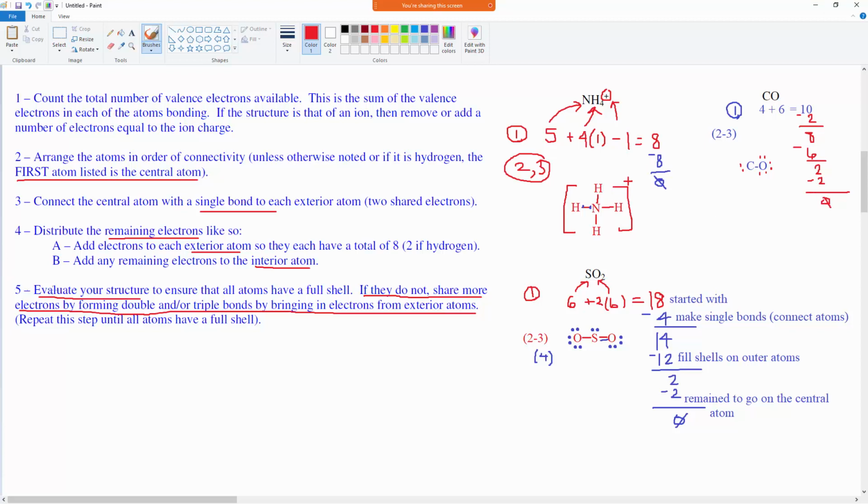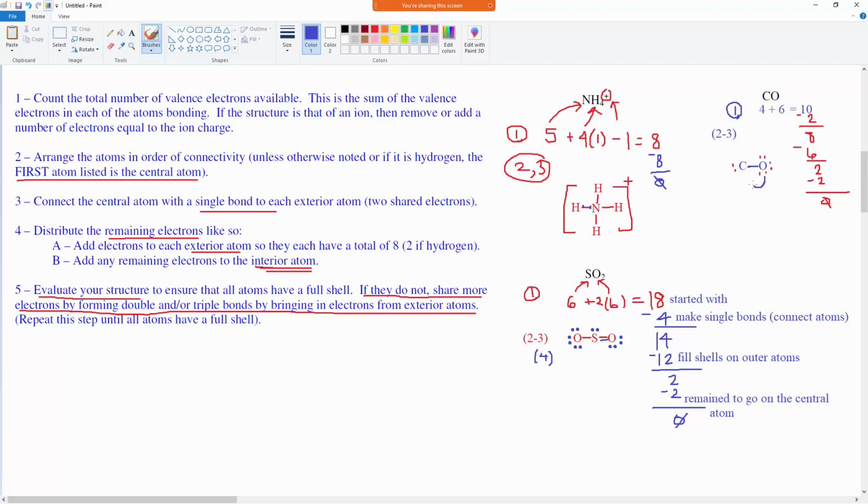Well, now I've used up those last 2 electrons, and I'm all out of electrons. And so now I move on to step 5 and evaluate the structure. I see that the oxygen does have 8, and it should because that was the point of step 4A. And that the carbon does not have 8. And I'll tell you, if anything does not have a full shell, it's going to be the interior atom because it's always the last one to get electrons. So this carbon has how many electrons? He's only got 4. Hang on, I'm going to draw this out a little bit better so you can see. So he only has 4, right? He's got the 2 that he owns and then the 2 that are being shared.